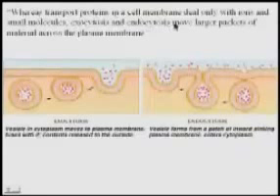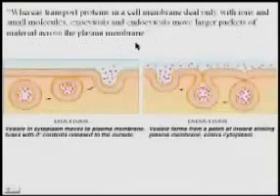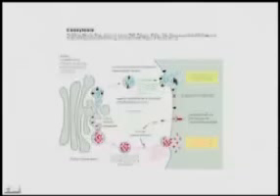So transport proteins in a cell membrane deal only with ions and small molecules, whereas exocytosis and endocytosis move larger packets of material across the plasma membrane. For exocytosis, we see two examples: constitutive secretion, like maybe dumping collagen into the connective tissue of an area. So it's ongoing all the time.